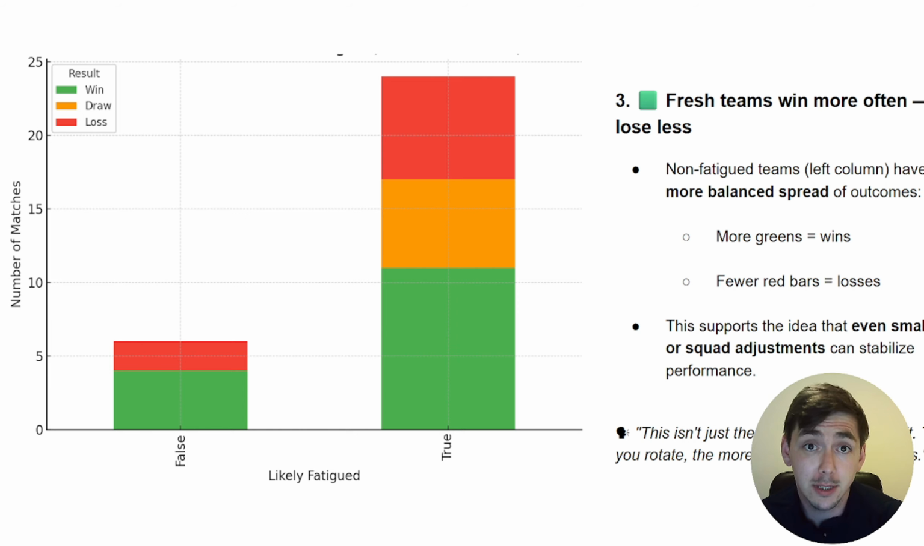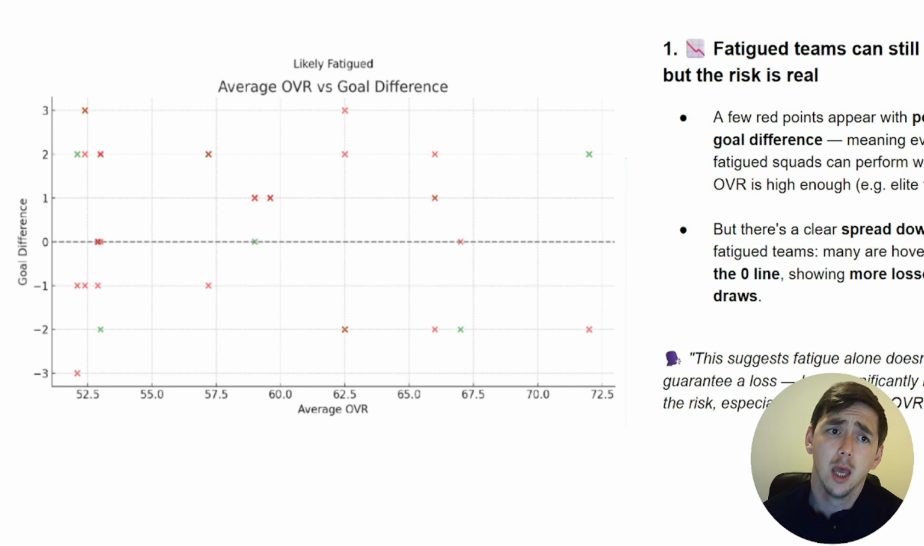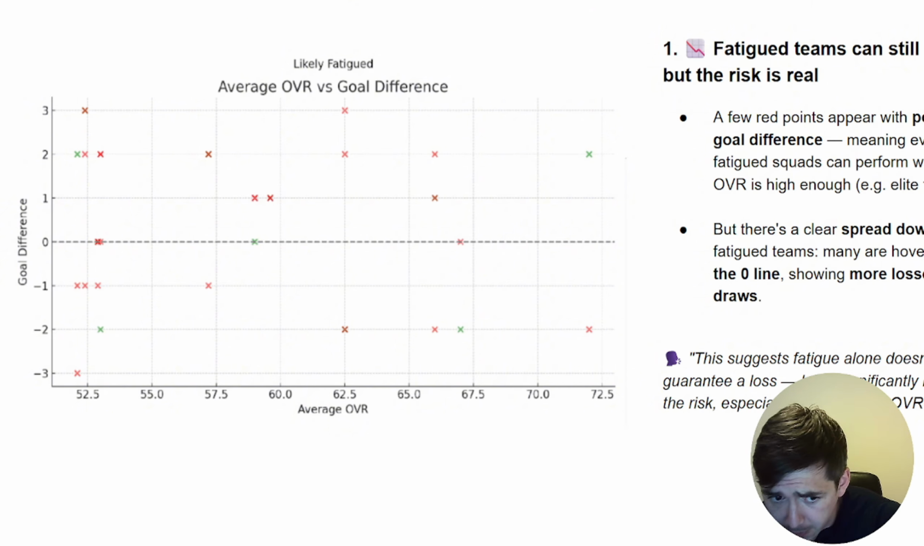I'm going to keep building this out over the course of the season, adding more and more data as I go. This one I found quite interesting. This is a correlation of spreadsheets. At the bottom, you've got the average overall of the team. You've got the goal difference in that particular match against themselves.